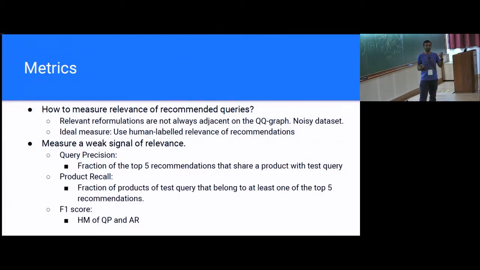So let's say that we only give 5 recommendations. We'll look at the top 5 recommendations and see how many of them share a product with the test query. And then we look at all the products that were bought when you search for those 5 recommendations, and see what fraction of your test query products are actually covered. So the first thing is sort of precision. How correct are you in recommending these things? And the second is sort of diversity. You don't want to keep recommending the same kind of queries. You want to recommend diverse kinds of queries. And the F1 is just the harmonic mean of these two, so you get a single number.